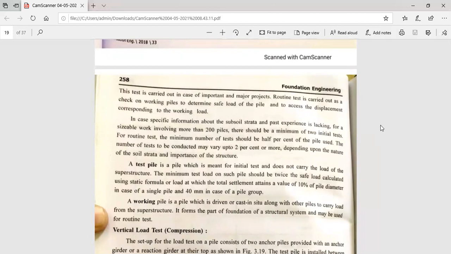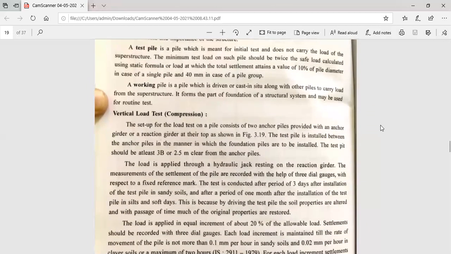So a working pile is a pile which is driven or cast in situ along with other piles to carry load from the superstructure, and it forms part of the foundation of a structural system and may be used for the routine test.